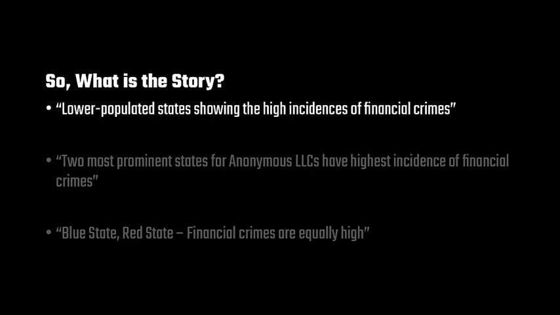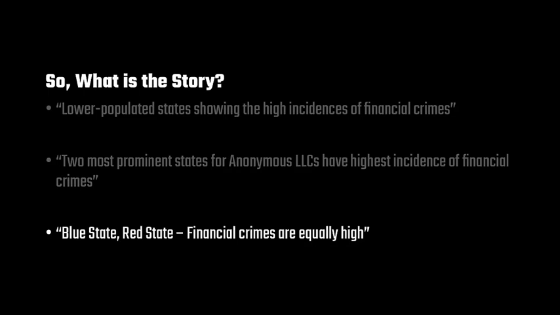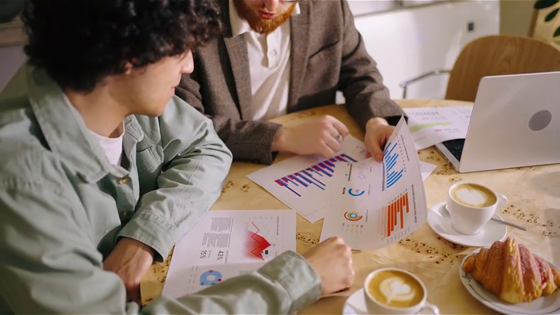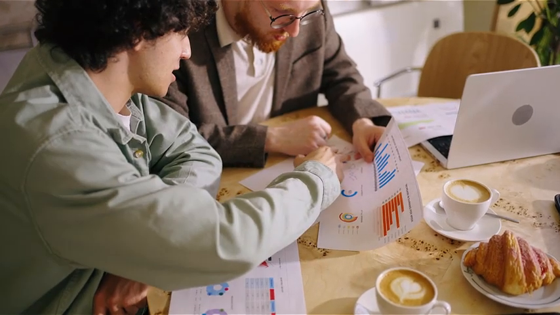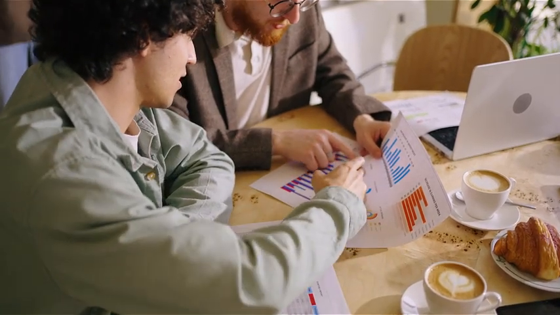Now, the answer to this could be for any number of reasons. For example, it could be lower populated states have the highest incidences of financial crimes, but this is a bit of a snoozer. It could also be two prominent states for registering anonymous LLCs have the highest incidence of financial crimes. This gives you a starting point to explore if there's anything there. Or you could make it political and write a balanced article about a blue state and a red state. However, whatever story you end up with, this part of the data discovery process, that is, exploring it from different angles, understanding how to reframe the data, and generating a list of more questions to research, is interesting, challenging, and crucial.